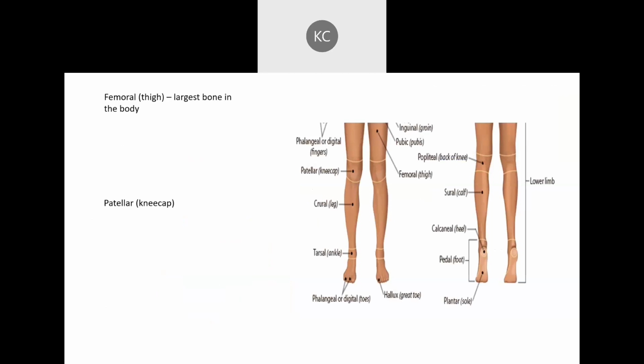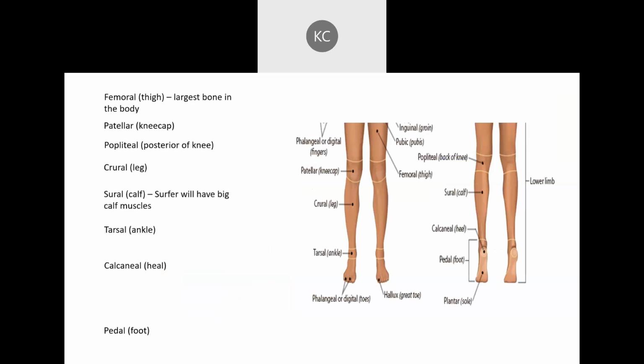Looking at the lower leg a little bit more, we have lots of regions here. The last one here. And again, these are very descriptive. So the femoral region, this is your thigh. There's a bone in your femoral region called the femur, so it's called the femoral region. You have your kneecap here, which is called your patella. So the region is called your patellar region, okay?